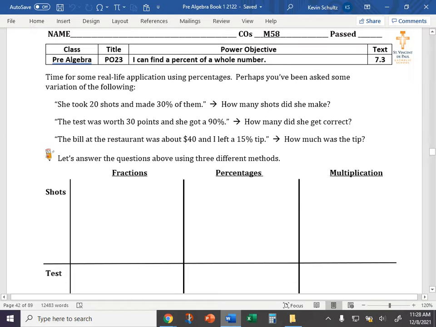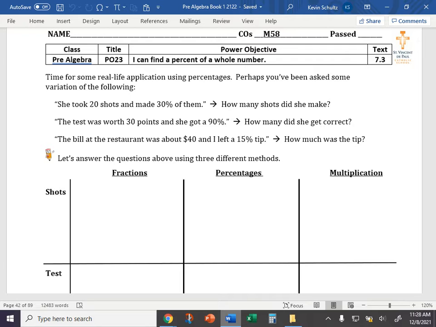Good day, pre-algebra. We are coming up on our first PO of the unit. It also happens to be the final objective on which you will not be able to keep a calculator on the test. The idea for this is to do this mentally. I'm going to show you some methods that are not mental, but if you can get to that mental math piece of it, that'll benefit you going forward. But anyway, no calculator on this objective of the test.